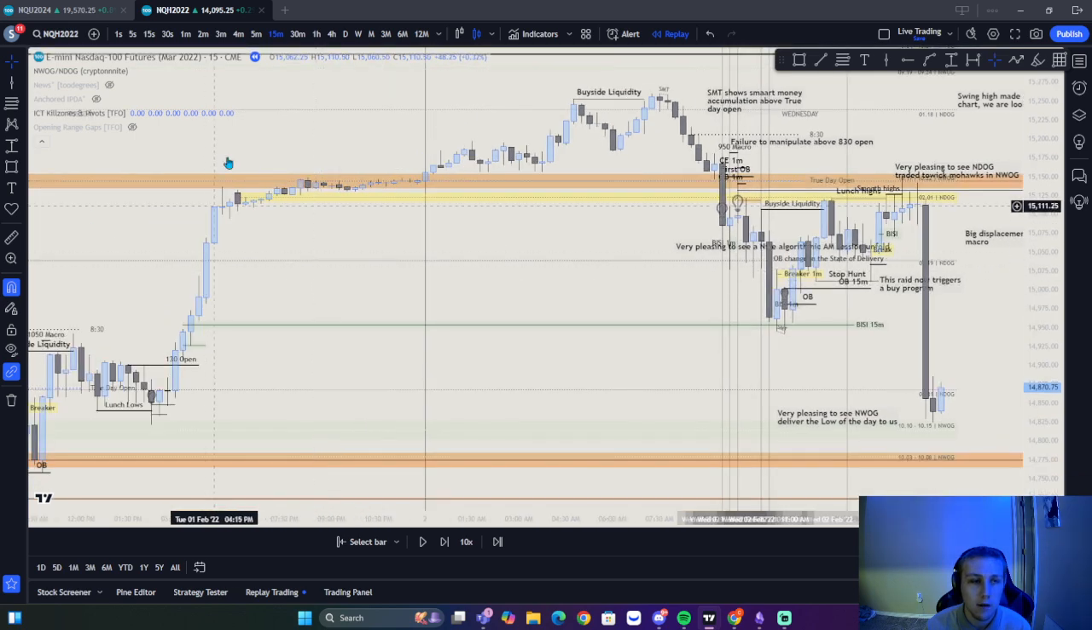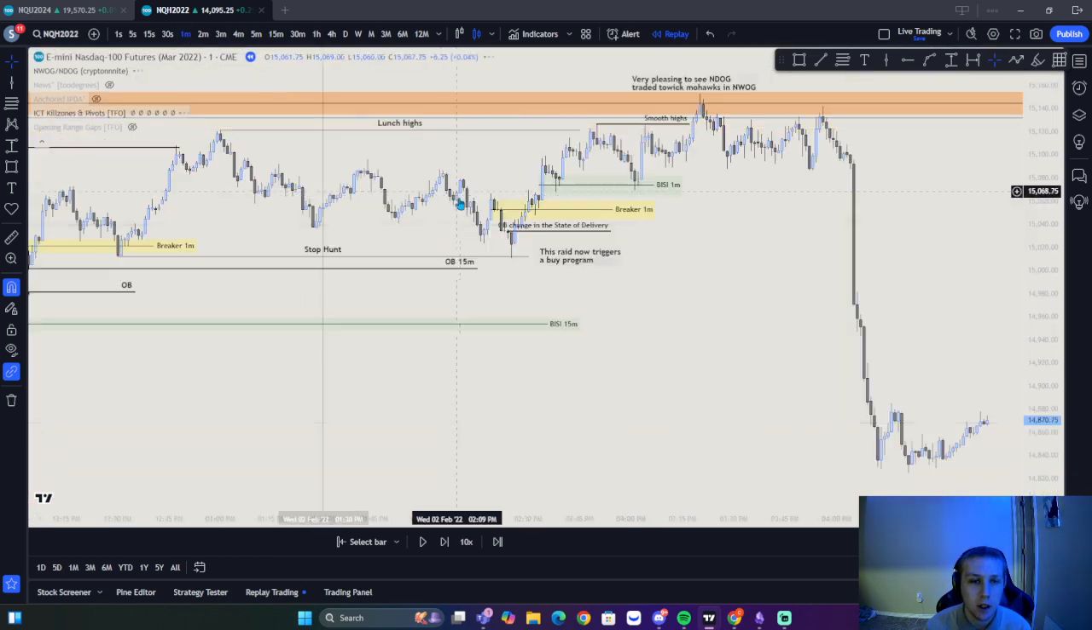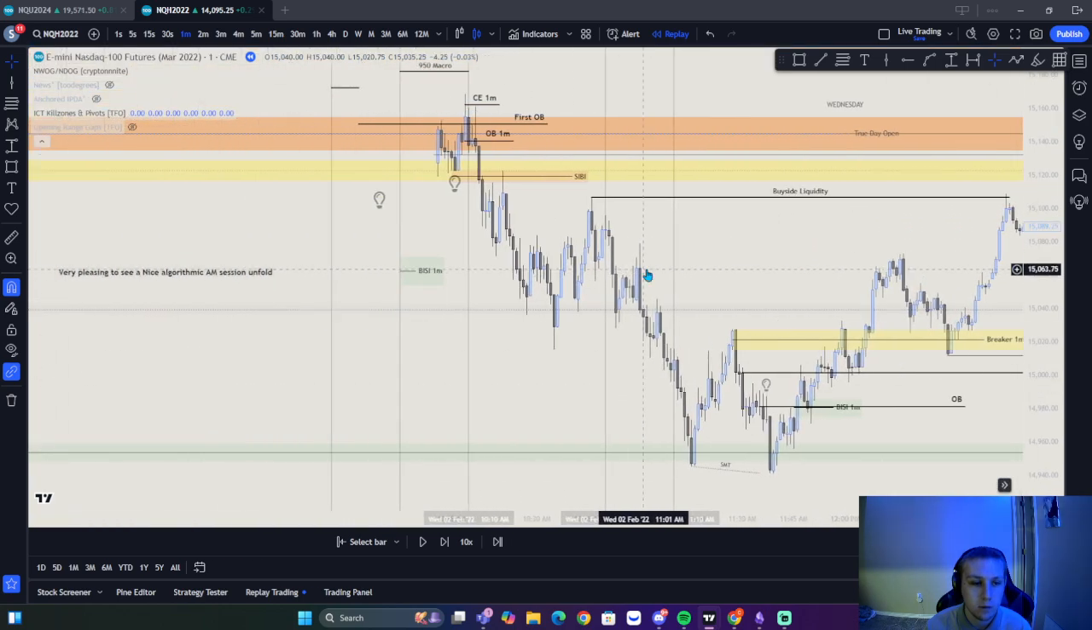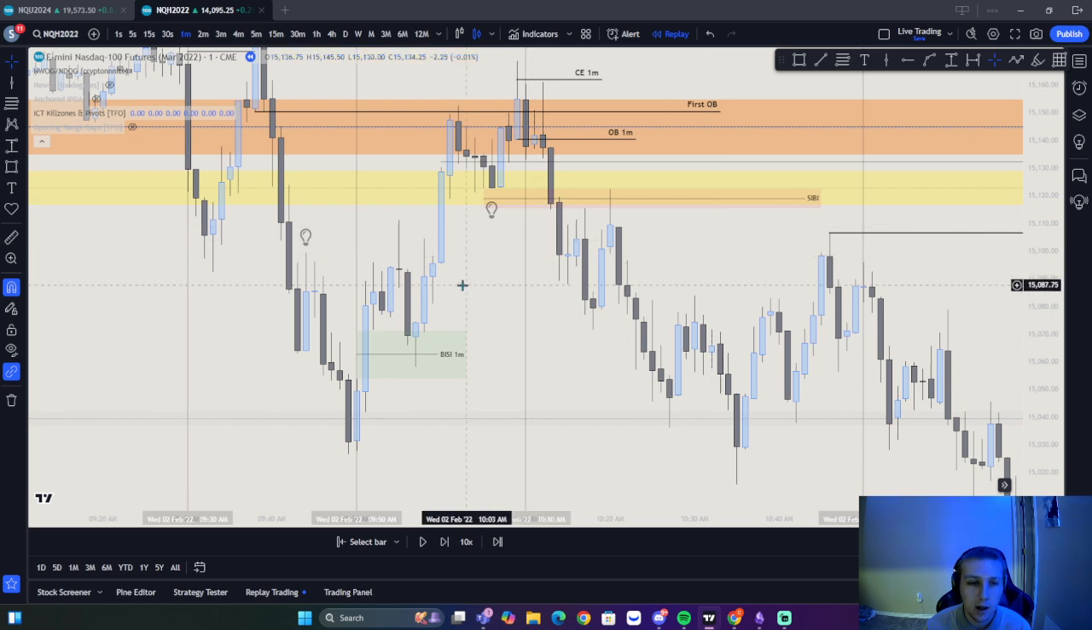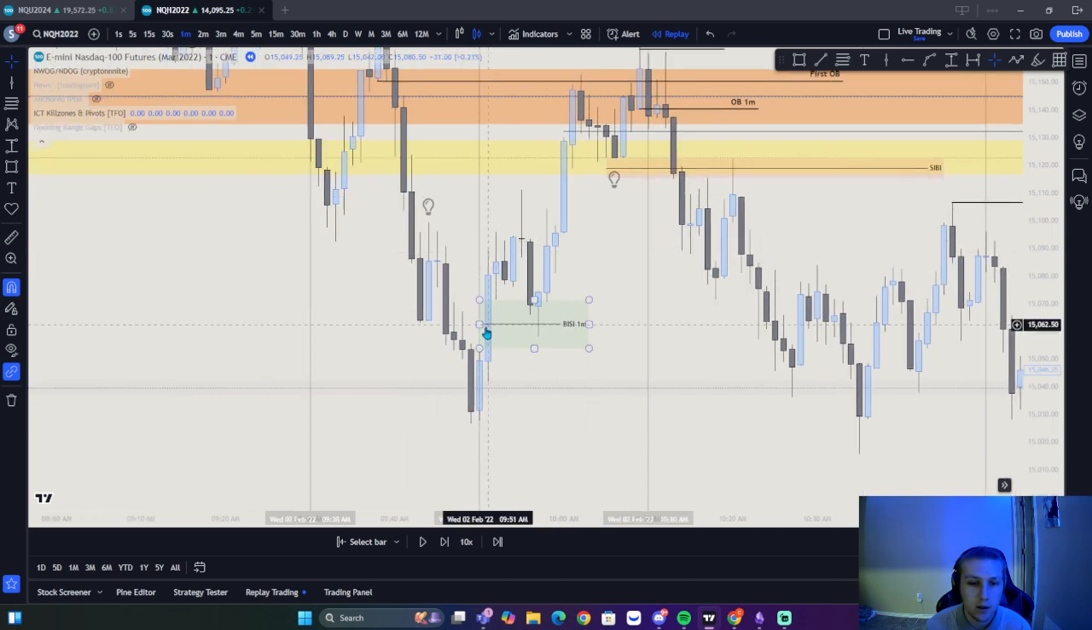Yeah, right here. 15-minute fair value gap right there that we initially trade into. So we trade into that new day opening gap. Then we're kind of just waiting. 950 macro opens up. What happens here? 950 macro, a price run will originate.